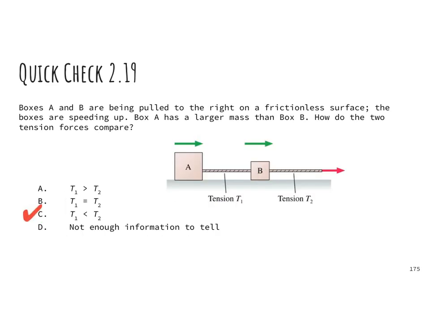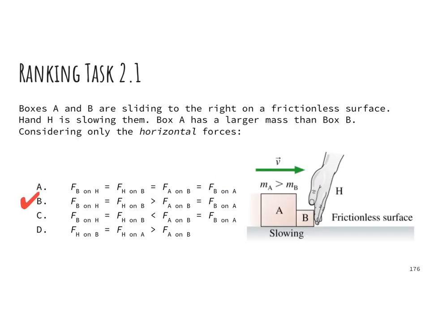All right, here's another one. Boxes A and B are being pulled to the right on a frictionless surface. This is getting back into what we were talking about. Tension 2 is pulling both block B and block A. Tension 1 is being pulled on by B, but it's only pulling block A. Therefore, tension 2 is actually greater than tension 1. These can get confusing as we talk about them, but we'll summarize that in just another minute.